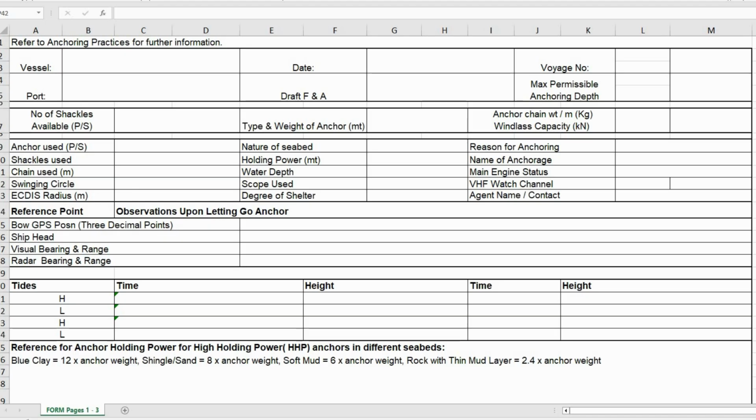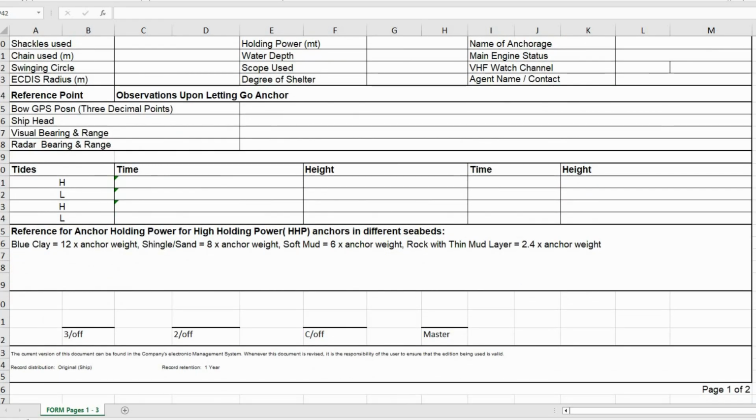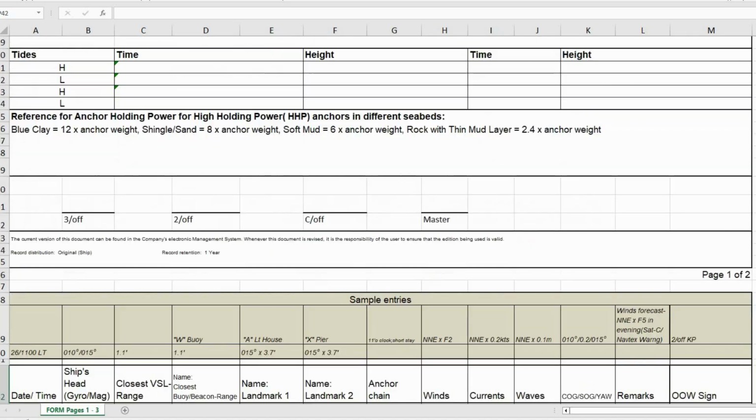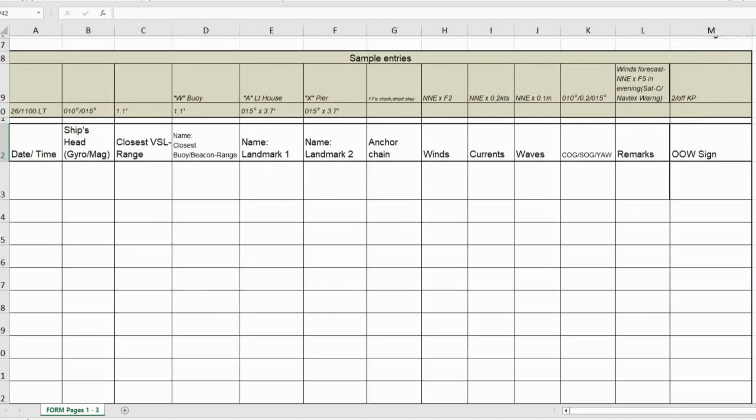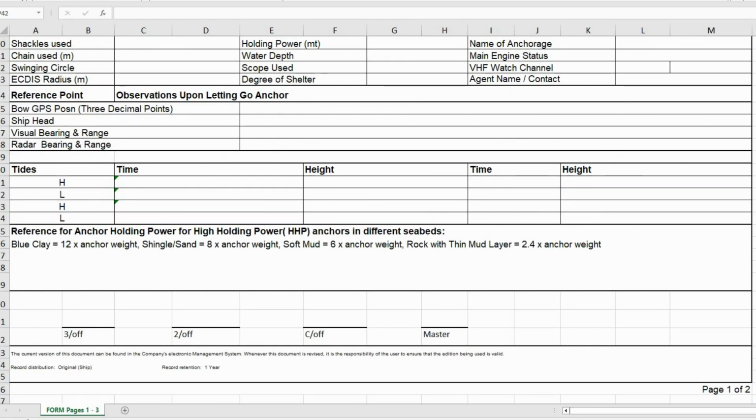Hi guys. Today we are going to look at another log called the anchor log, or also called the anchor watch record. This is what you have to fill out during an anchorage. Let's take the anchor log of one of the shipping companies as an example. Here we see the front page, which you have to fill out when the ship has just dropped anchor.